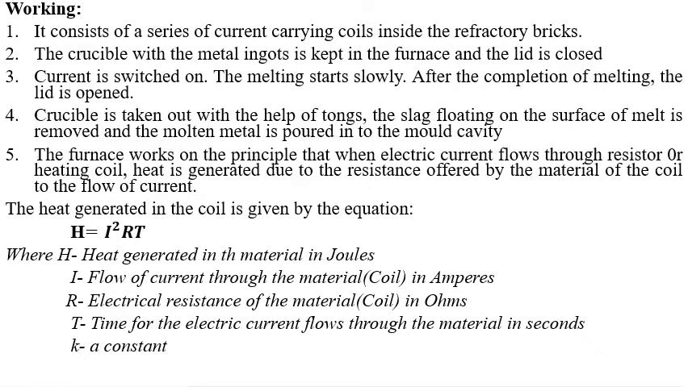Fourth point, the crucible is taken out with the help of tongs and the slag is removed. Slag means the impurities of a liquid metal, so you can remove that. After that, you can put it into the mold cavity.